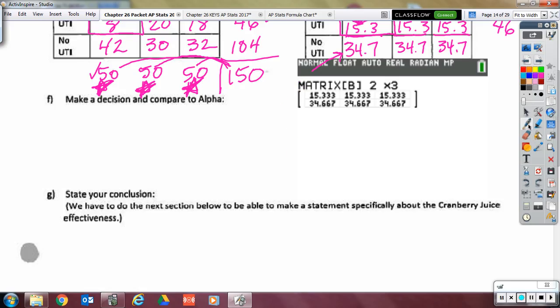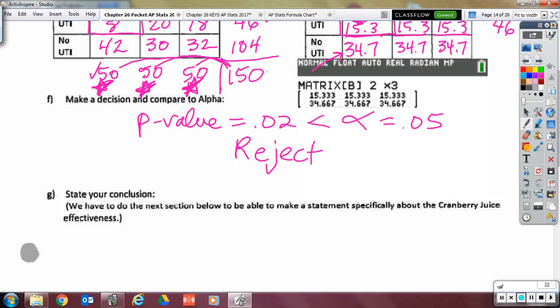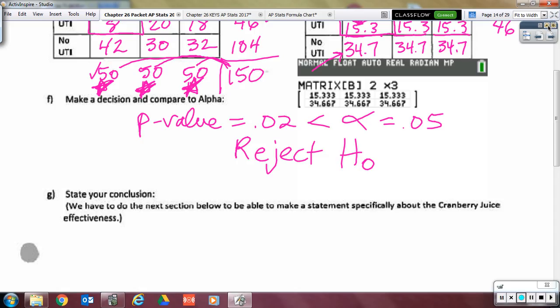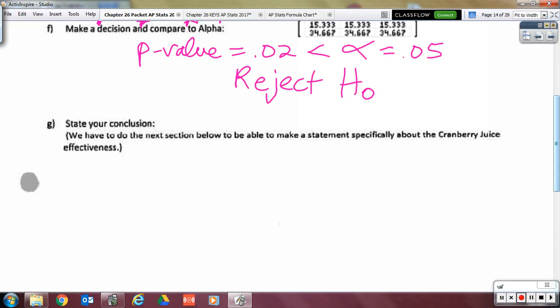So what will I compare to alpha? Good. My p-value of 0.02 is less than my alpha of 0.05 since they didn't give that to me. So since my p-value is low, what am I going to do? We're going to reject H0. So what I need to do to conclude is I say since 0.02 is less than 0.05, I reject that.